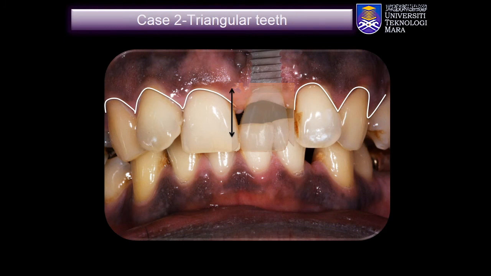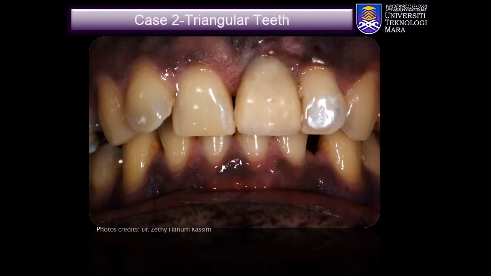According to Choquet et al. in 2001, black triangles will be expected when the distance from the proximal contact to the bone crest is greater than 5 mm. In this case, a small black triangle can be seen following implant crown placement. In most cases, the complete closure of the black triangle would require restoration of the adjacent tooth.